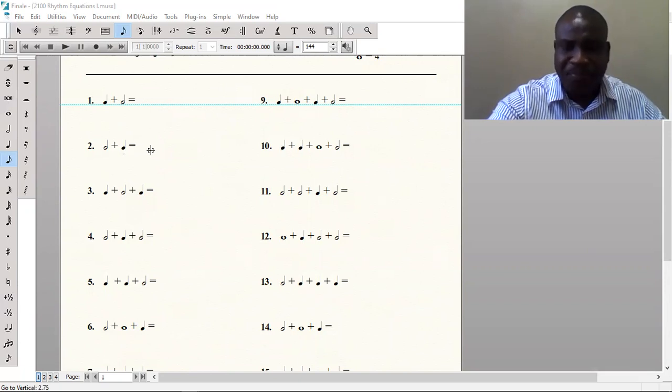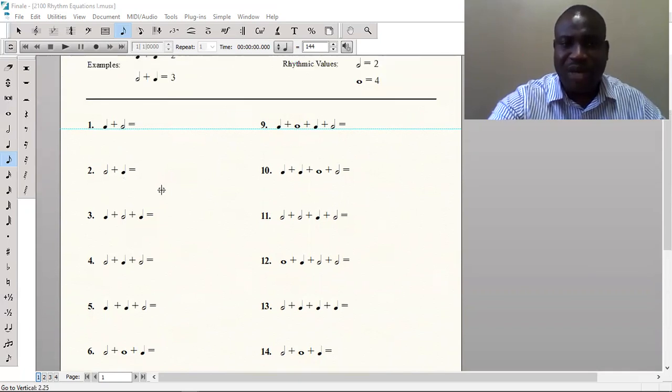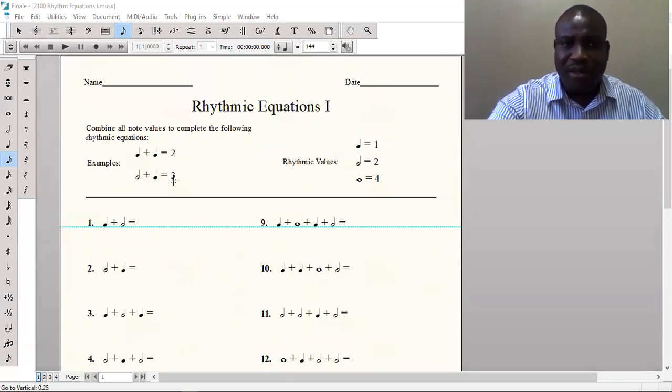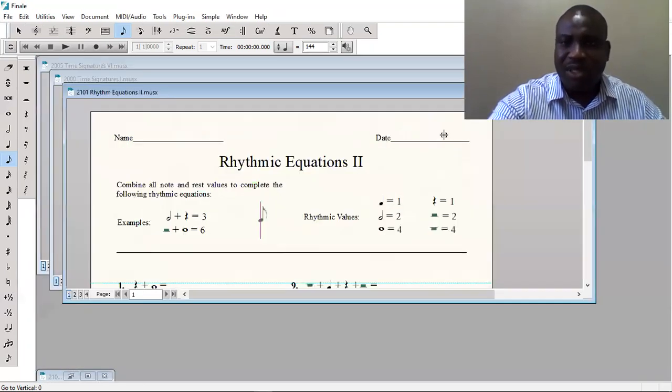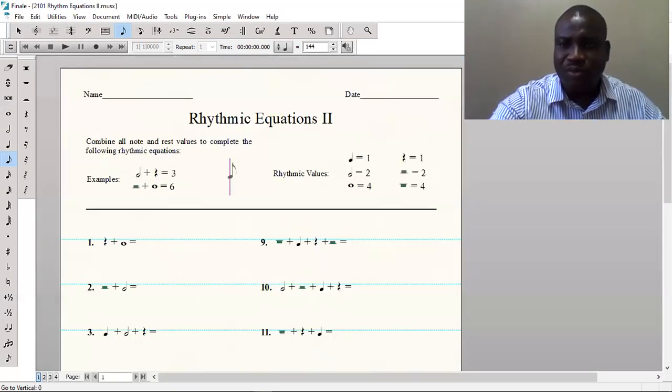Now remember, if you cannot print the document out, just write it out on your plain sheet and then take a picture for me. Okay. All right. Let's try the other exercise. There are two exercises for you. So let's try the second exercise. The second exercise is equation two.